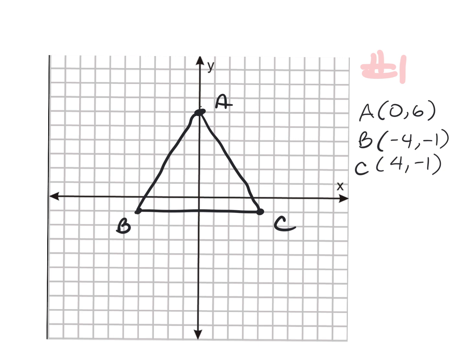Now, to find the length of BC, since I've graphed it, I could just count the spaces, and I can see that BC here has a length of 8. Now, I could have also done the distance formula. Now, in order to figure out if AB and AC are equal, I need to do the distance formula. So let me go back on the other slide and calculate the distance.